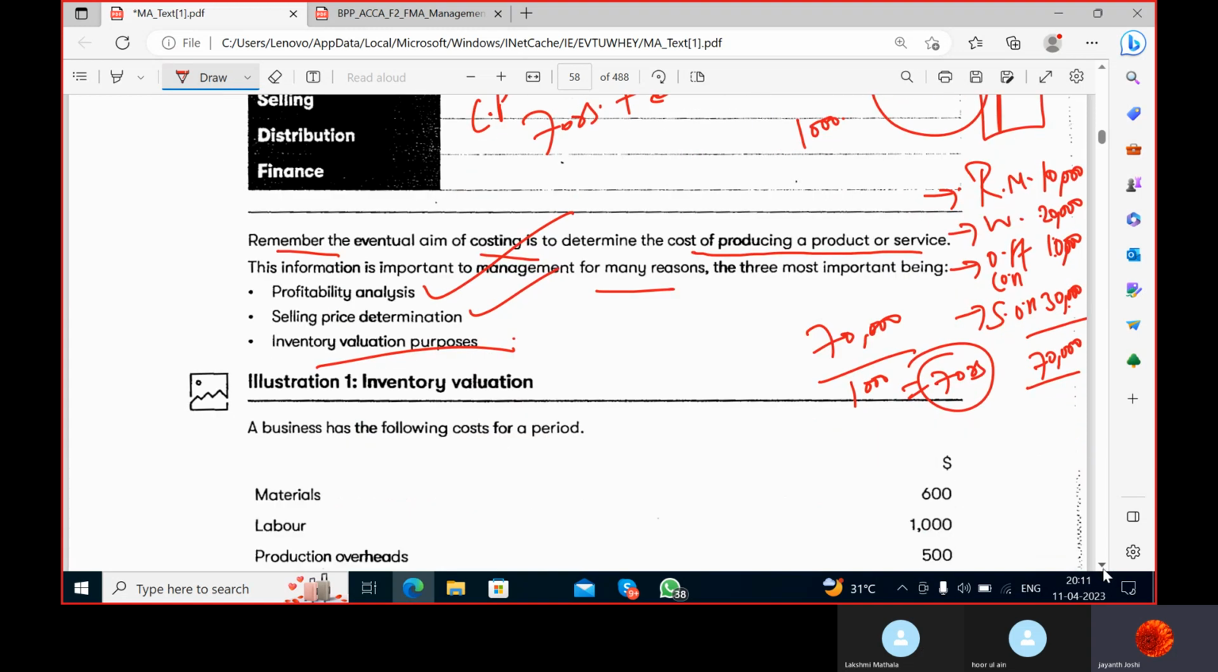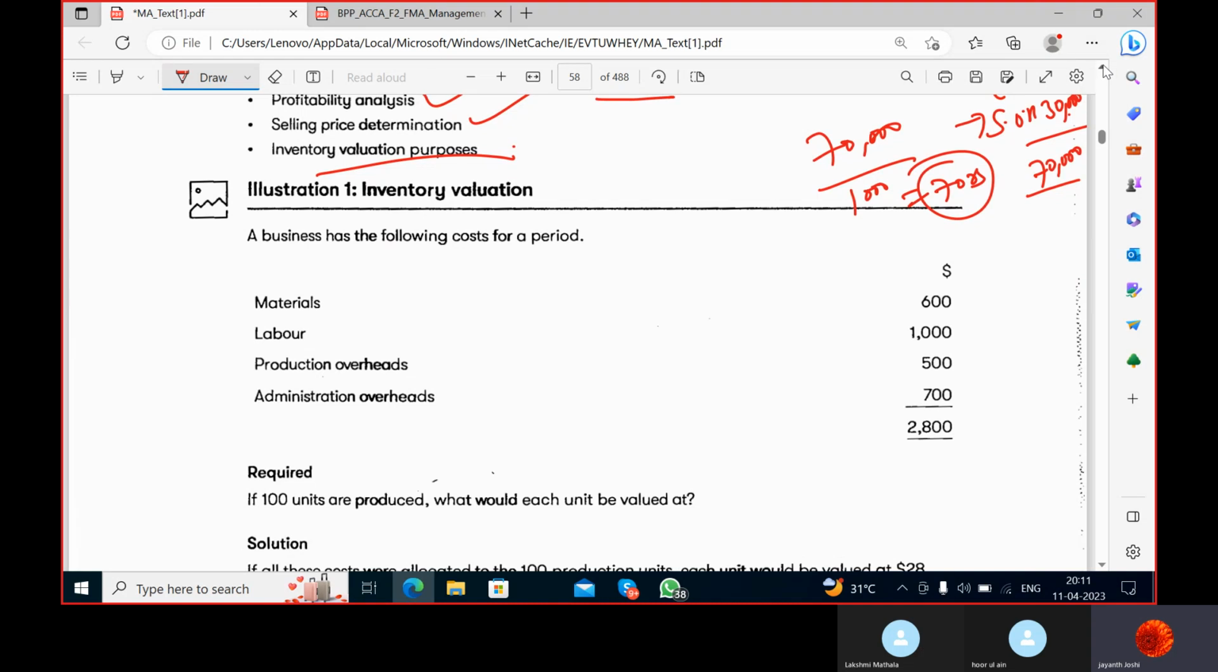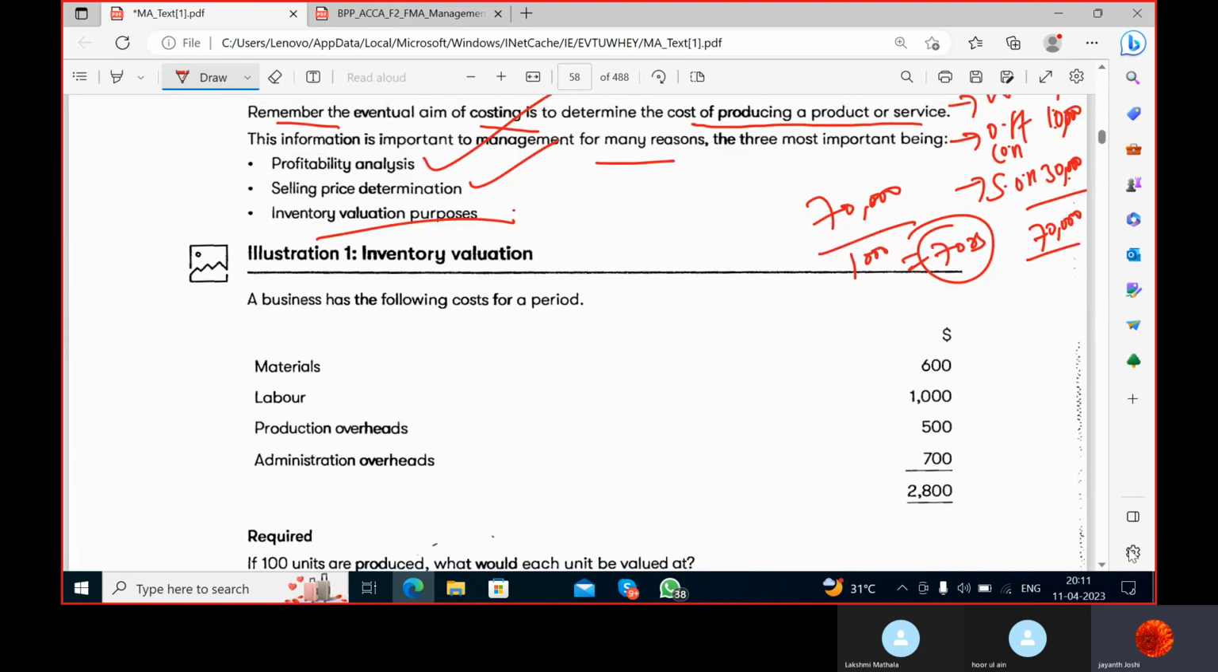Okay. Now let's go for this inventory valuation. I'm not going to do this question. You are going to do this question. Because we have already done the inventory chapter. Come on, do this.